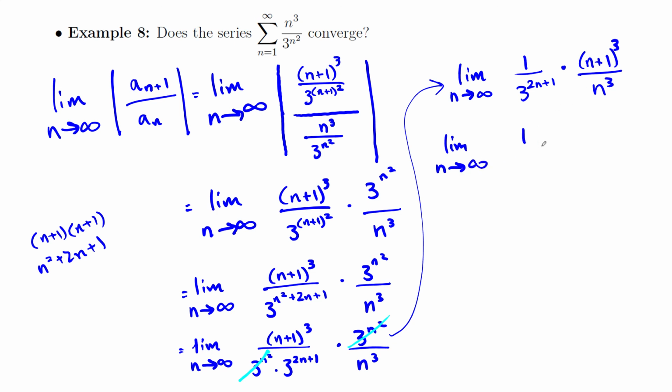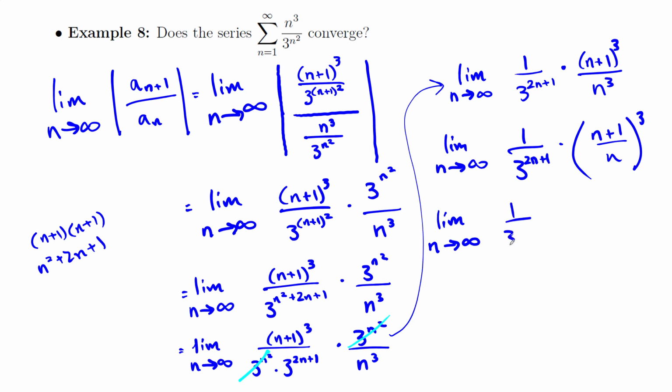And then just like the trick we did in, I think it was the previous problem, it's okay to say this is n plus 1 over n to the third power, right? As long as that power is the same, we can be doing that. And then even better, I can say that in here, this is n over n, which would be 1 plus 1 over n to the third.